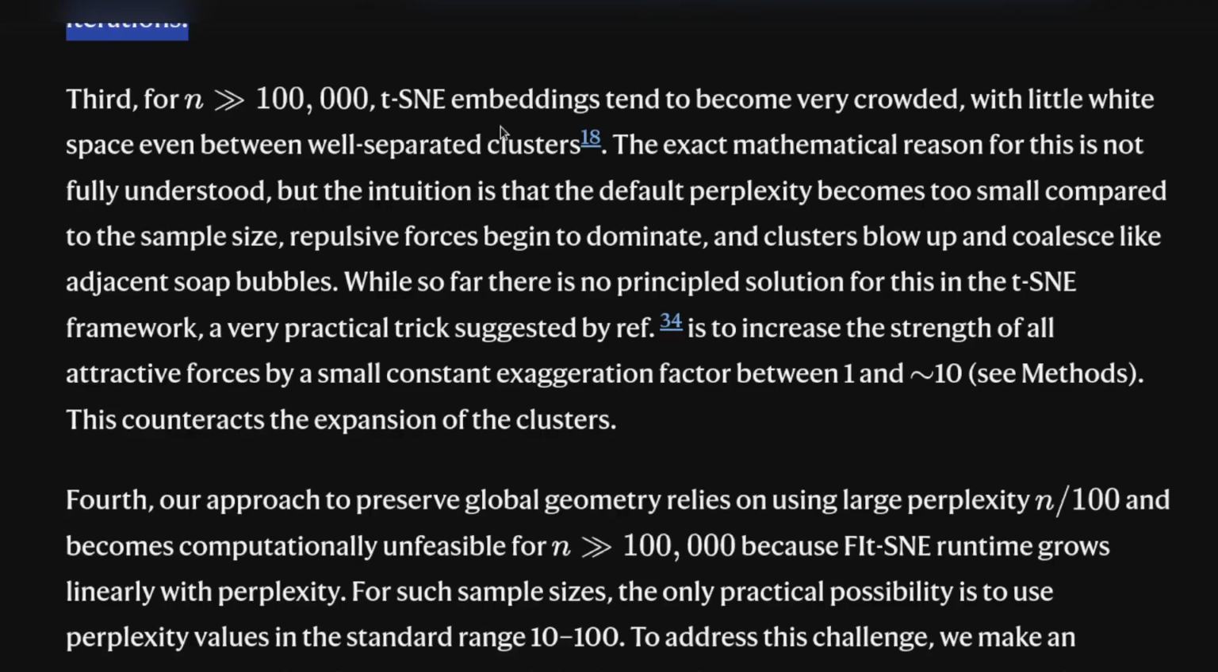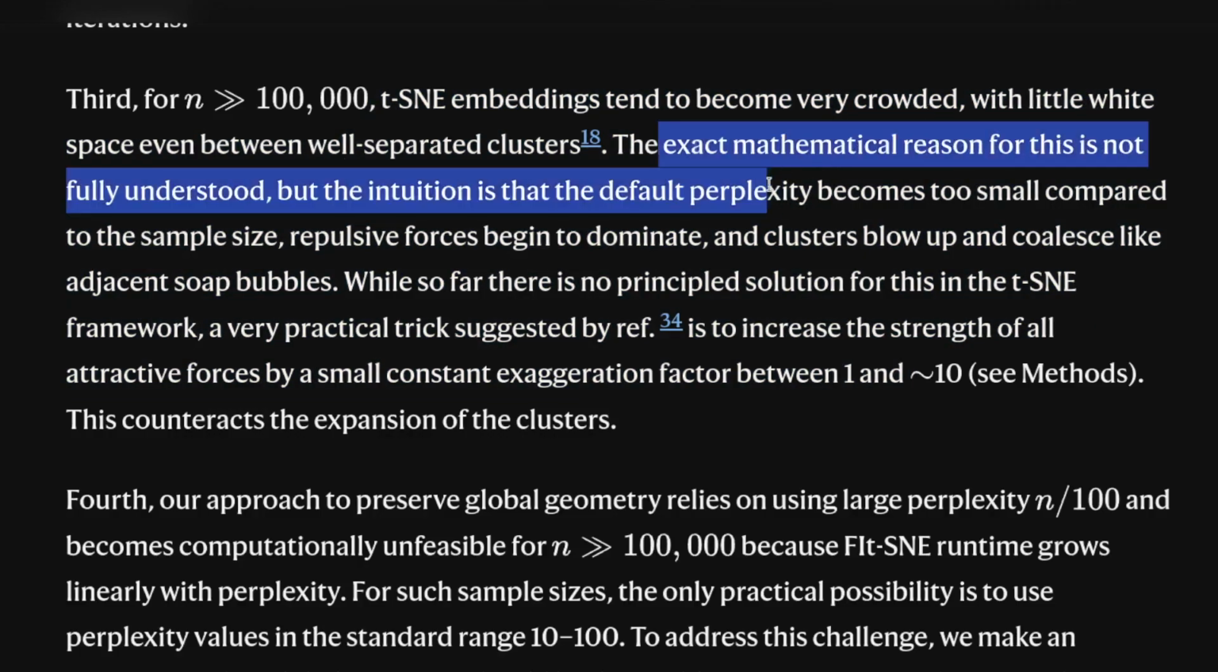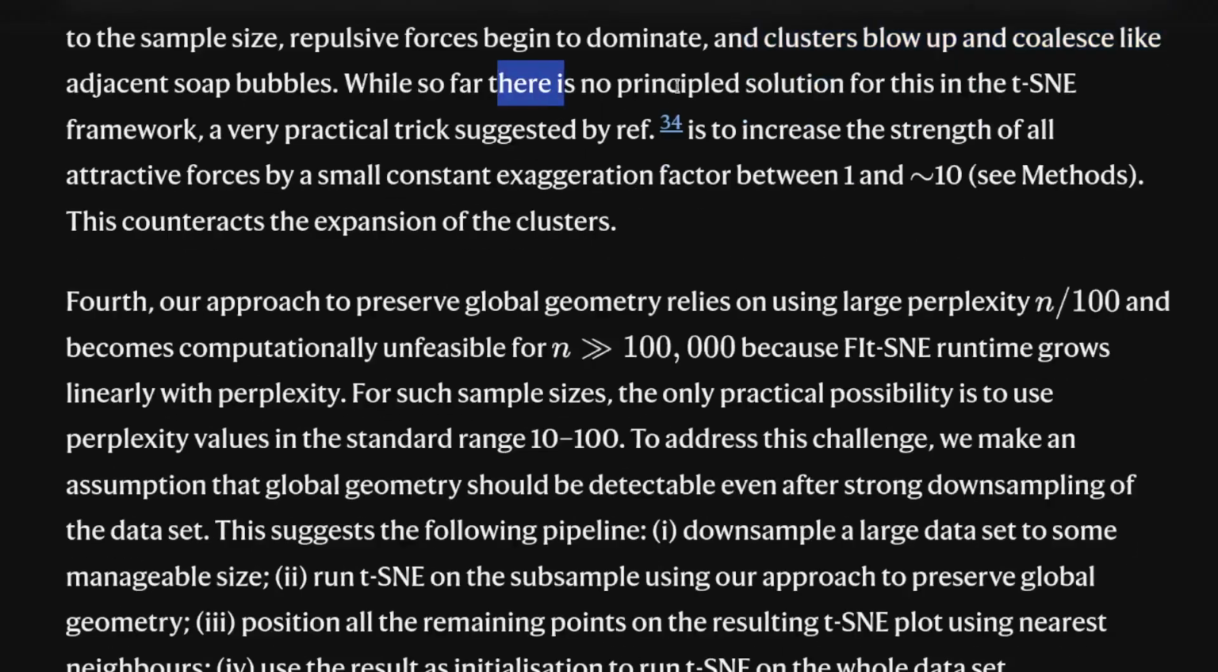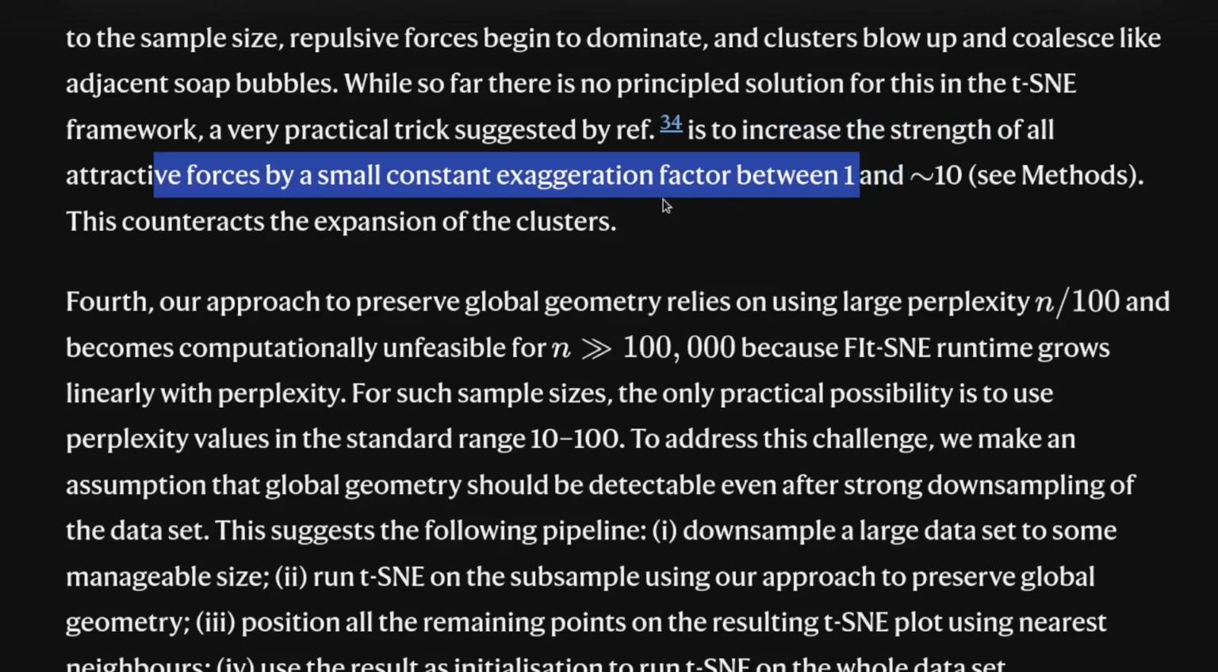t-SNE embeddings tend to become very crowded, with little white space even between well-separated clusters, 18. The exact mathematical reason for this is not fully understood, but the intuition is that the default perplexity becomes too small compared to the sample size, repulsive forces begin to dominate, and clusters blow up and coalesce like adjacent soap bubbles. While so far there is no principled solution for this in the t-SNE framework, a very practical trick suggested by Ref 34 is to increase the strength of all attractive forces by a small constant exaggeration factor between 1 and 10. See methods. This counteracts the expansion of the clusters.